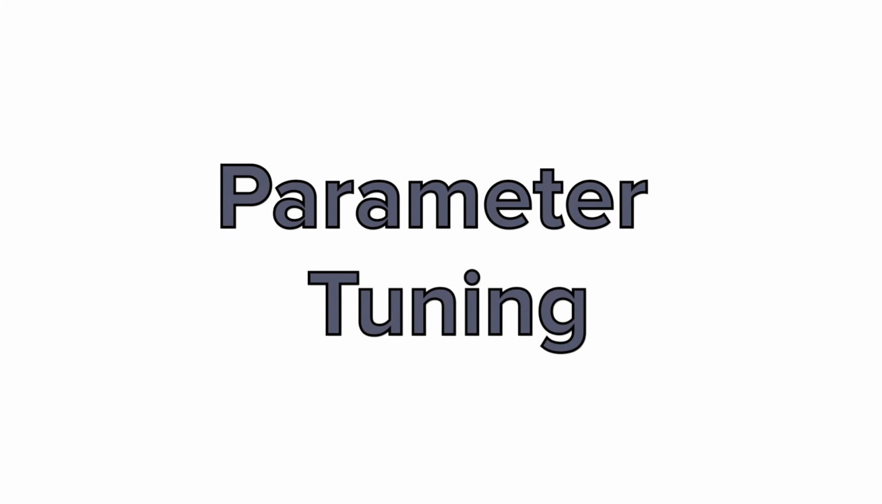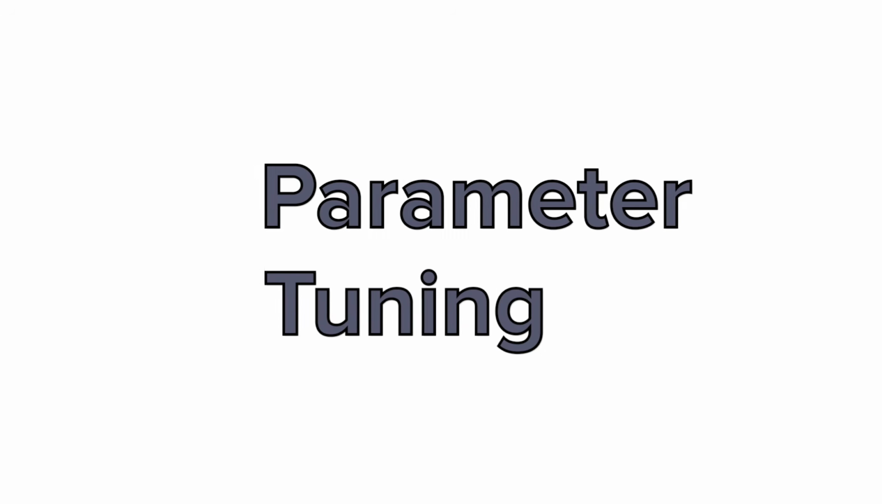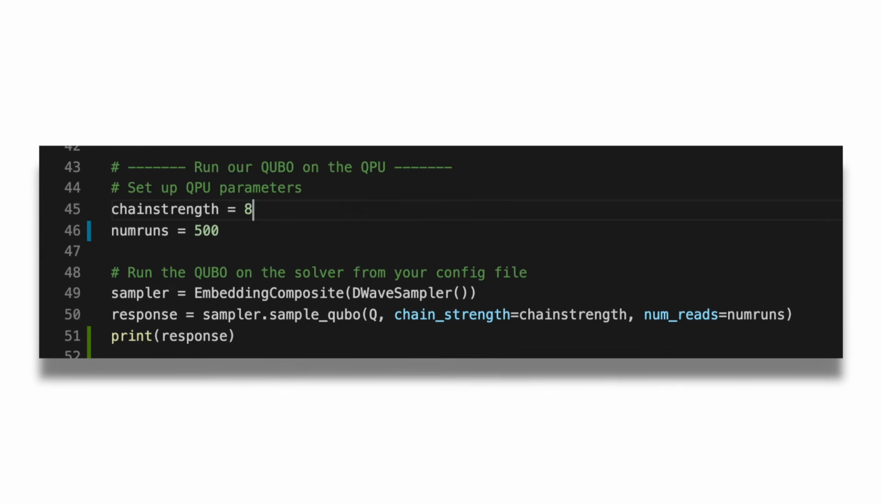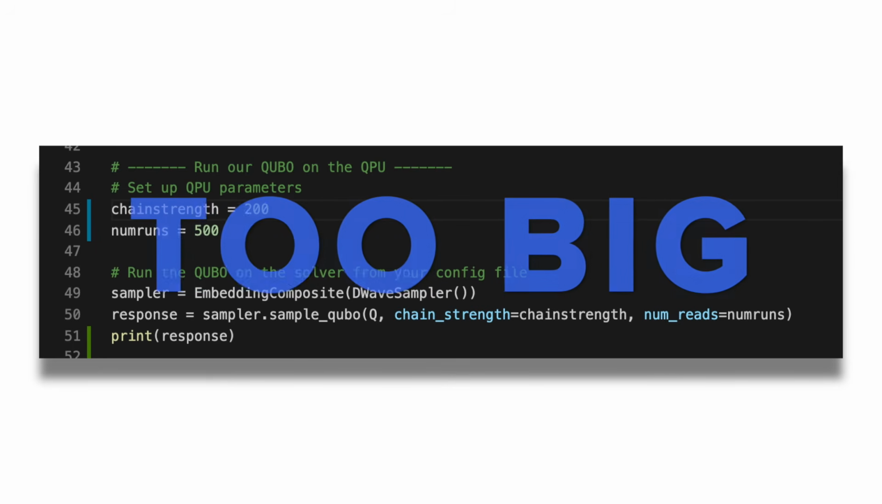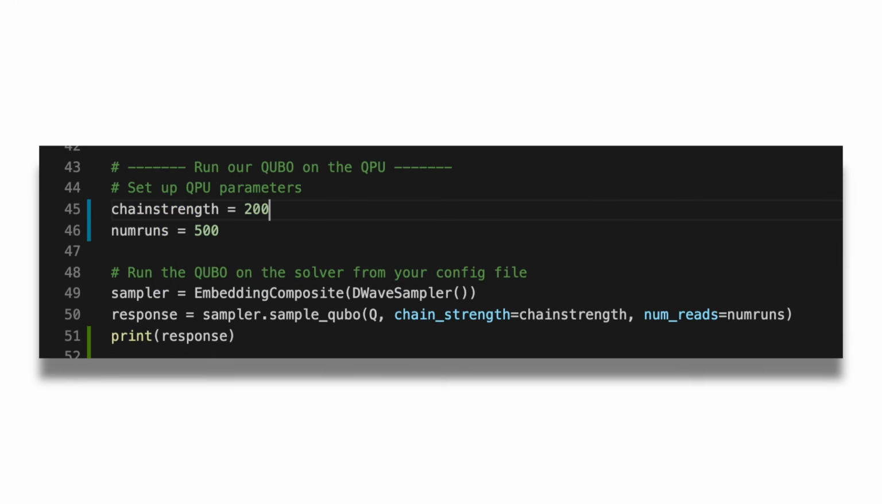If we're not getting very good solutions and there is no evidence or warnings of broken chains, we might want to decrease the chain strength. Having a high chain strength value can make it more difficult for the QPU to find optimal solutions due to the precision of the hardware. This process of trying to find the sweet spot for this parameter is what's called parameter tuning.